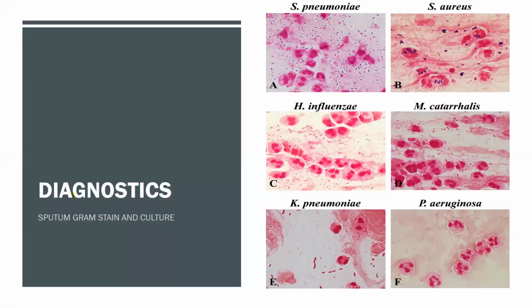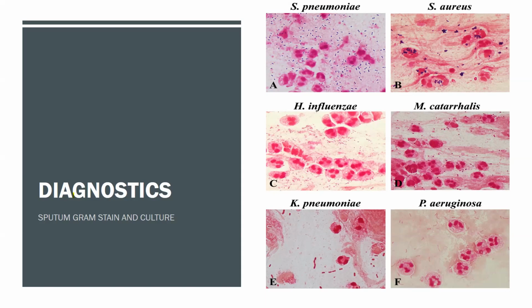Here are some Gram stains. These are some diagnostic studies, right? We want to do a sputum Gram stain and culture. So up here you've got Strep pneumoniae. They call that Strep because the cocci group together in chains, okay?